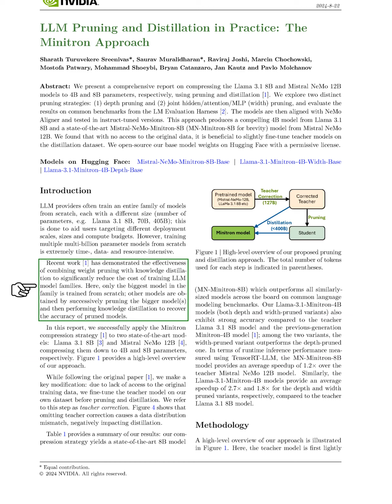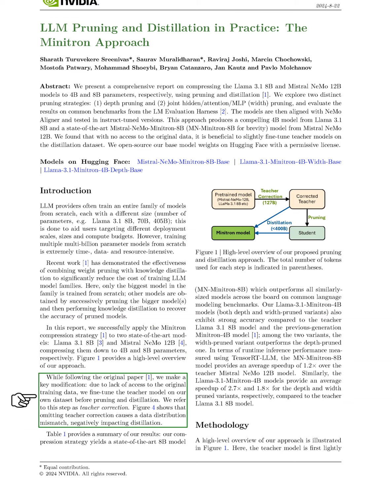In our method, we only train the largest model from scratch and then create smaller models by pruning this larger model and using distillation to maintain accuracy. We successfully applied this compression strategy to two advanced models, Llama 3.1 8B and Mistral Nemo 12B, reducing them to 4B and 8B parameters, respectively. We made a significant adjustment by fine-tuning the teacher model on our dataset before pruning and distillation, which we call teacher correction. We found that skipping this step led to mismatches in data distribution, negatively affecting the distillation process.